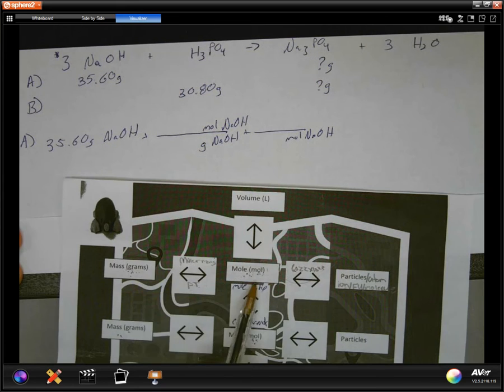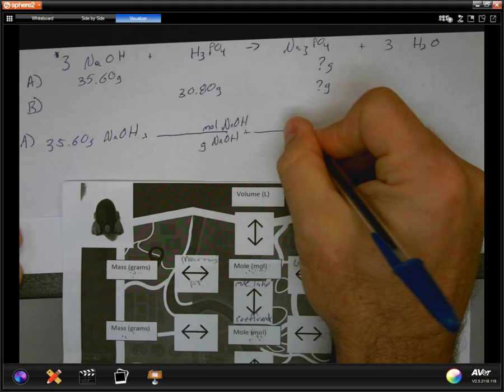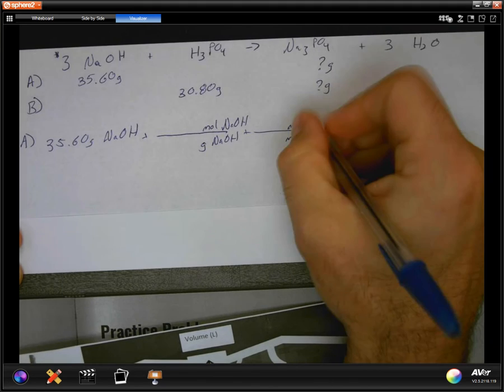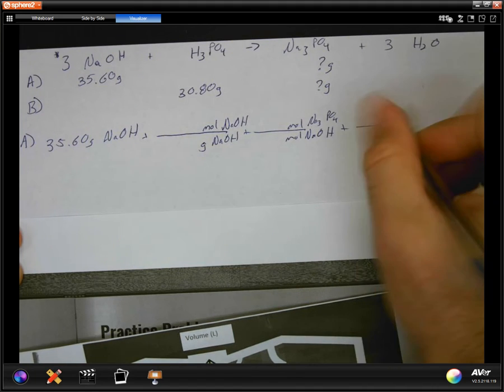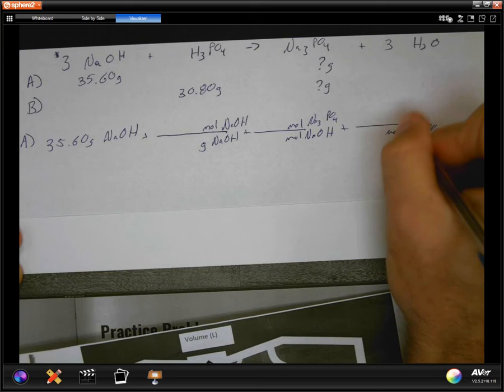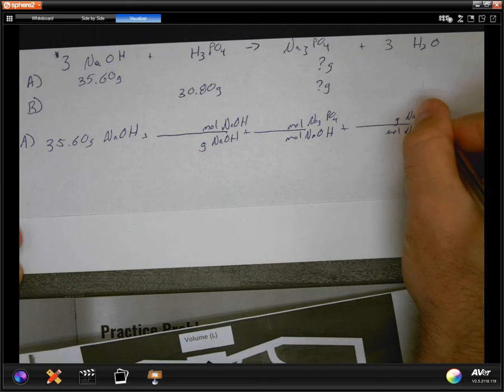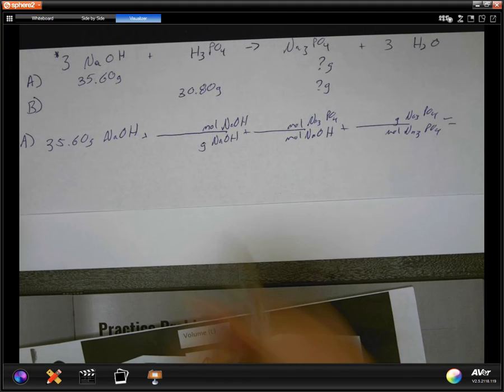Again, we just went from here to here. Now I'm here, and I'm going to go to moles of my new unknown product, Na3PO4. And since I want to finish in grams, I have to follow my units one more time and go to grams of Na3PO4. All right, so now, how do I fill in these numbers?